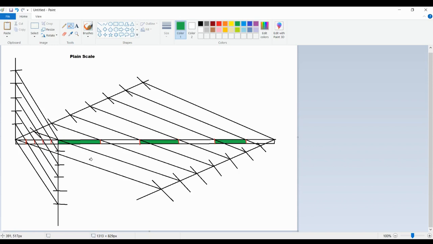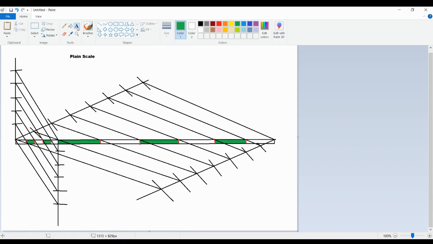Now for the secondary divisions, we follow the same pattern. Since we have colored this primary, we leave the secondary next to the primary. Then we color this one, leaving the next one, color this one, and leave the next one. Alright, so you have the primary and the secondary divisions colored now.